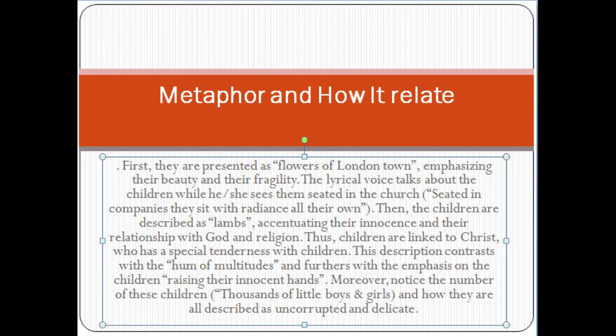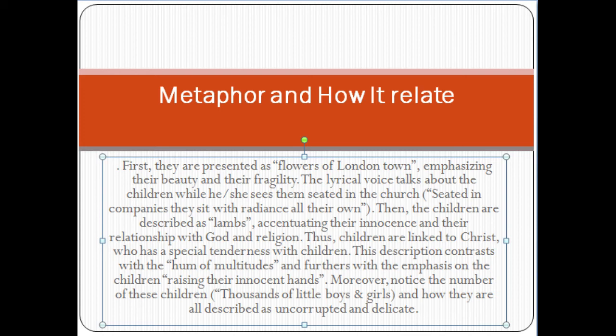In the second stanza, the lyrical voice describes the children in a different way. The children are described in several ways throughout these lines. First, they are presented as flowers of London town, emphasizing their beauty and their fragility. The lyrical voice talks about the children while he or she sees them sit in the church, sit in companies, they sit with radiance of their own.